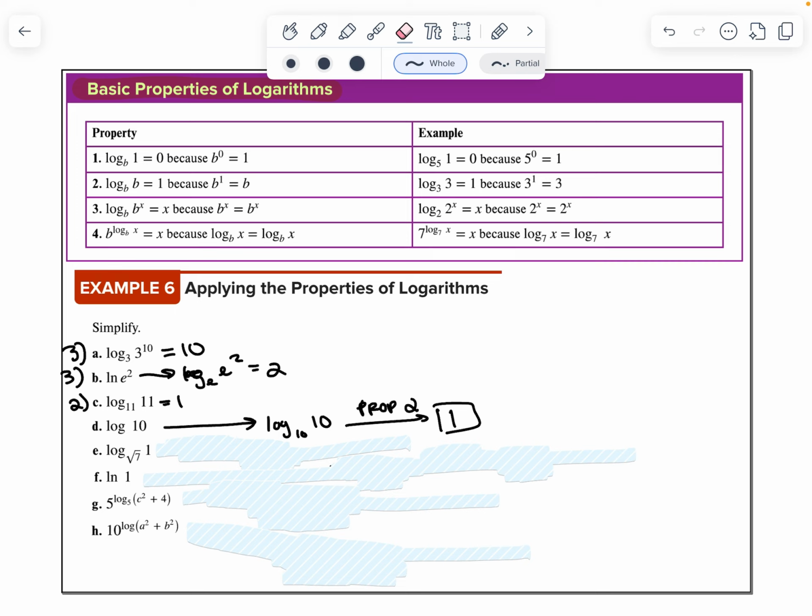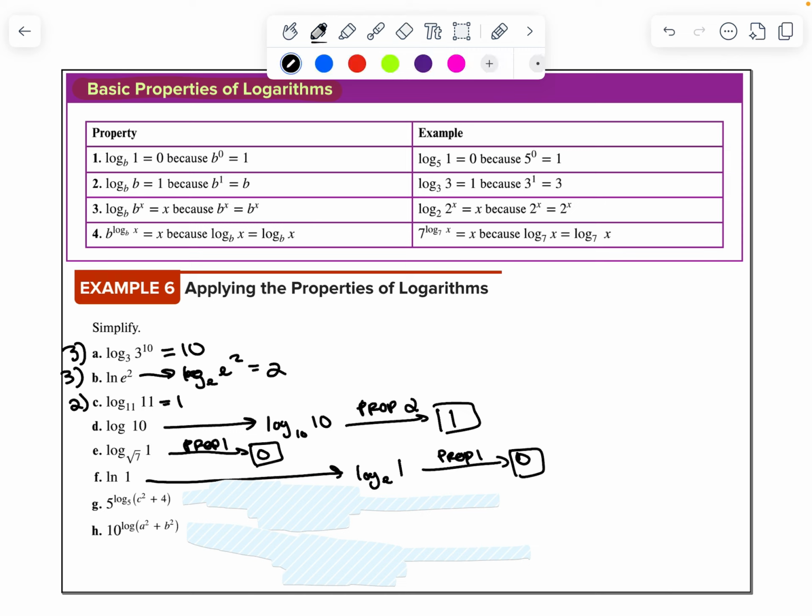E looks like property 2. No, it looks like log base square root 7 of 1. It looks like property 1. So it must be 0. ln 1, that looks like property 1. That's the same thing as log base e of 1, right?